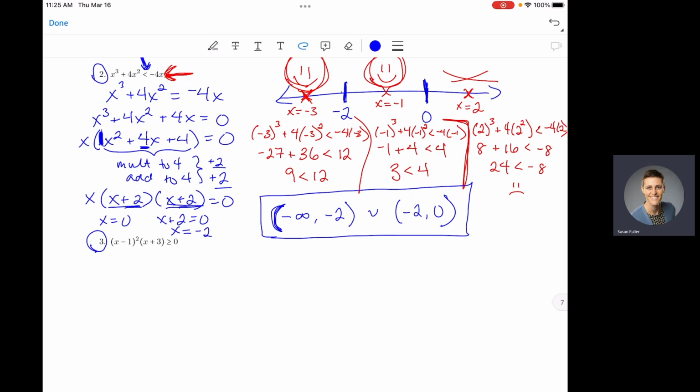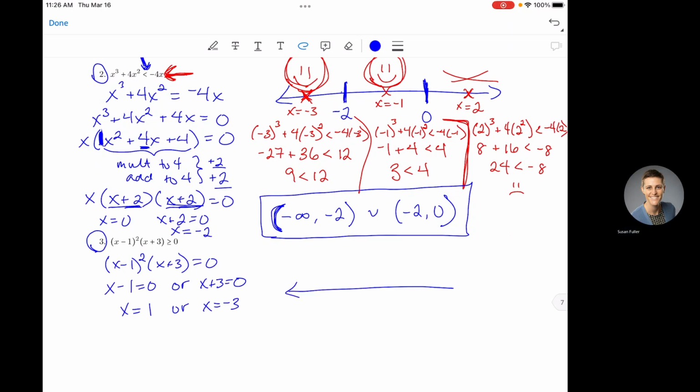So if we were solving this one, the first thing you're going to do is change that inequality symbol to an equal sign, right? So we're going to solve the equation first. This is factored for us, so we just have to set each factor equal to 0. So either x minus 1 equals 0 or x plus 3 equals 0. So x is equal to positive 1 or negative 3. So we'll put those on a number line. Negative 3 is here, positive 1 is here.